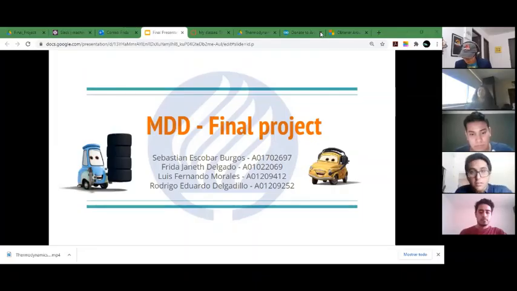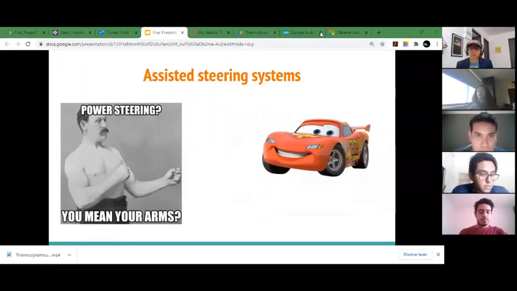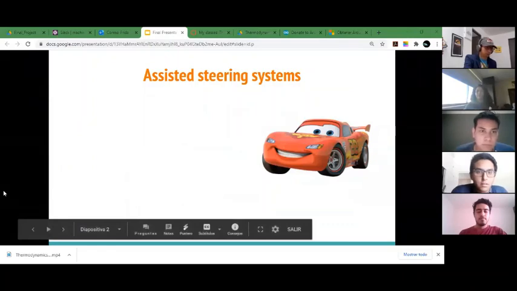Now we will present our final project. At the beginning, the system that was used in the car required a lot of force from the passenger, so it was quite difficult to make any kind of movement. That was until Francis W. Davis developed the power-assisted steering system.